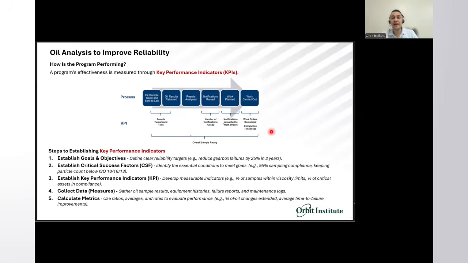All of this you can measure using clear key performance indicators like the sample turnaround time, the number of notifications raised per month, per quarter, per year, or whatever. Notifications converted to work orders, which means it's a critical condition, and work orders completed or not, and the compliance as well. So you can set KPIs for your oil analysis program, and this is going to be discussed in detail in the Machinery Lubrication Engineering training course. Okay.